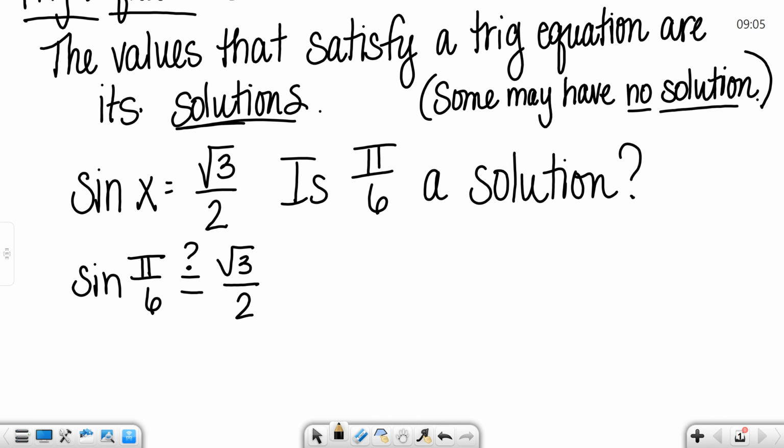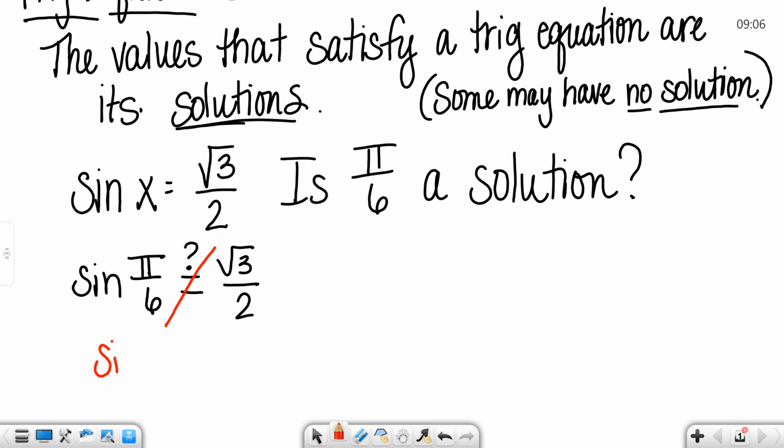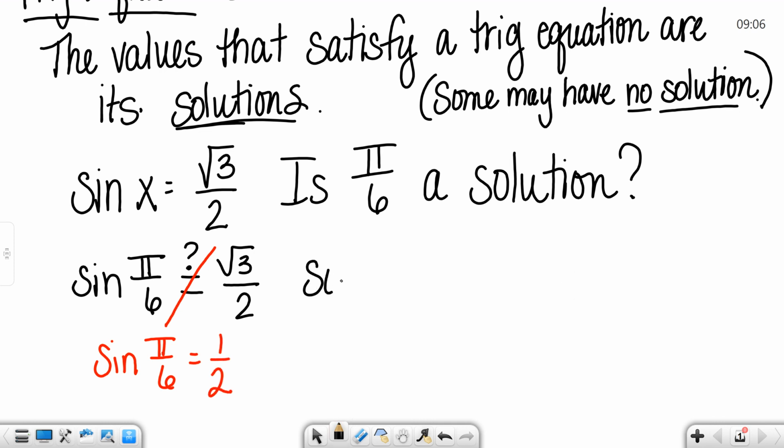Okay, if I'm going to the unit circle, pi over 6 is 30 degrees. So at 30 degrees, the sine is the y coordinate if you're on the unit circle. Is the sine the square root of 3 over 2? And it is not. That is not true. The sine of pi over 6 is 1/2. So pi over 6 is not a solution.